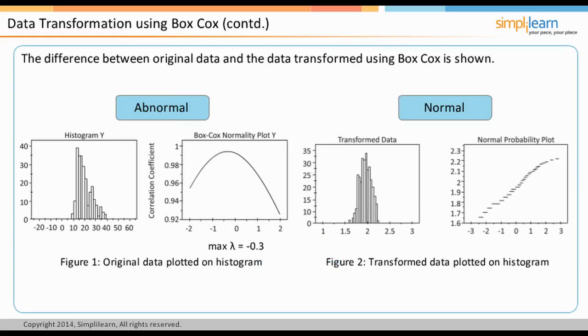Let us look at an example of how data transformation is done using Box-Cox. The difference between original data and the data transformed using Box-Cox is shown on the screen. Figure 1 shows the original data plotted on a histogram. Here, you can see that this data is not normal. In Figure 2, the Box and Cox procedure is applied on the original data, and it is transformed. You can see that the data in the second figure is more normal than Figure 1. Let us learn about process input and output variables in the following screen.